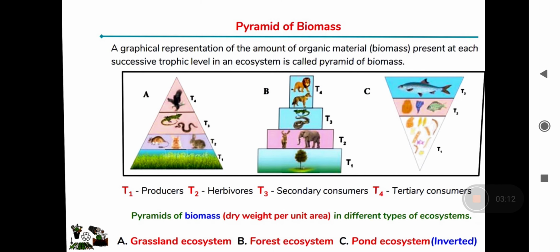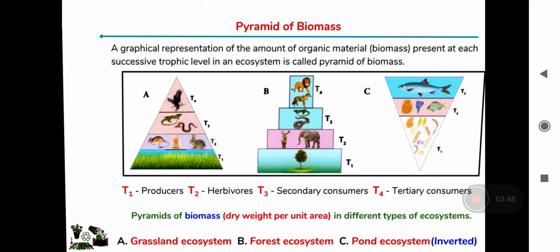Now from here we have to start. So, the pyramid of biomass. Biomass is nothing but the amount of organic material. When we represent it at each trophic level in an ecosystem, it is called a pyramid of biomass. We have producers, primary consumers, secondary consumers, and tertiary consumers. So for the pyramid of biomass, we talk about the dry weight per unit area.